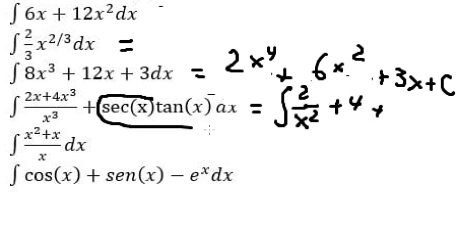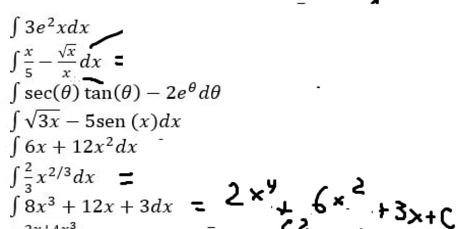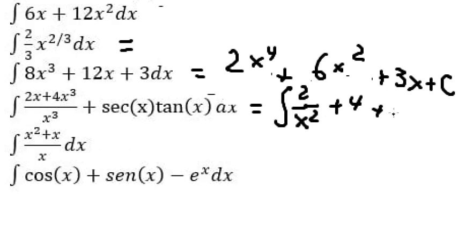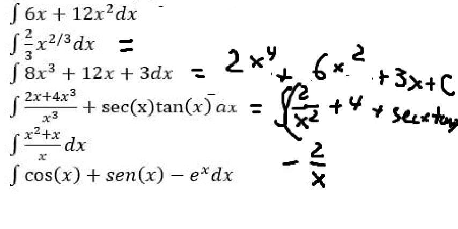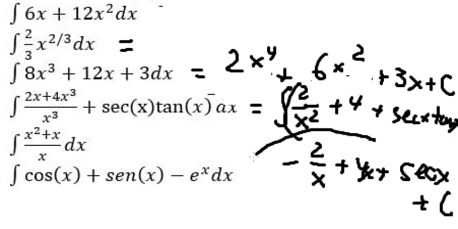This one we already did in here. So the integration of this one, you get negative 2 over s. This one you get 4. This one you get 4s. This one you get secant of s. And we put c in here. And this is the answer for the question.